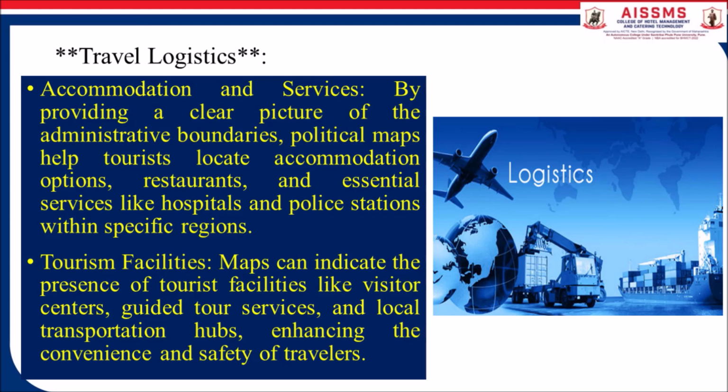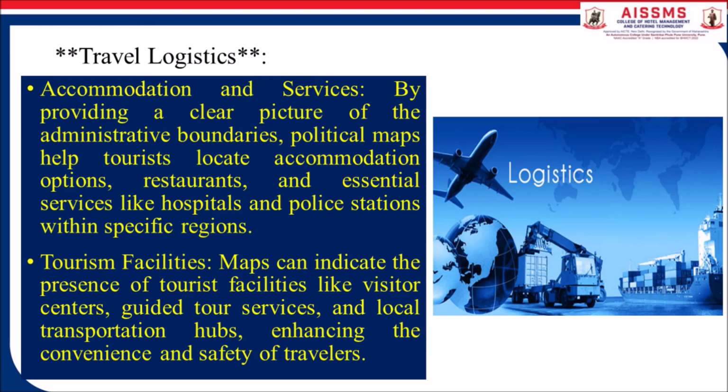Apart from this, certain tourism facilities such as guided tour services and local transport hubs, which are essentially needed by the tourist, can be marked on the political maps.